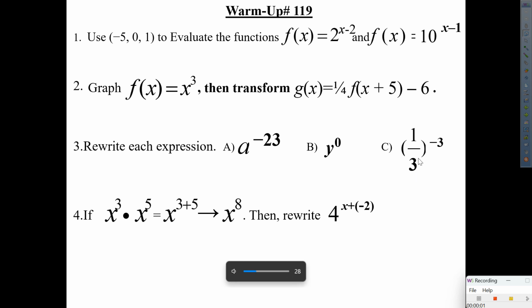Welcome back to another exciting day in mathematics. Warm-up 119 is on the screen. Also, you will need your Chromebooks. Also, I need you to set up 8 coordinate planes from -10 to 10. Once you're done with that, warm-up. Focus. Go.